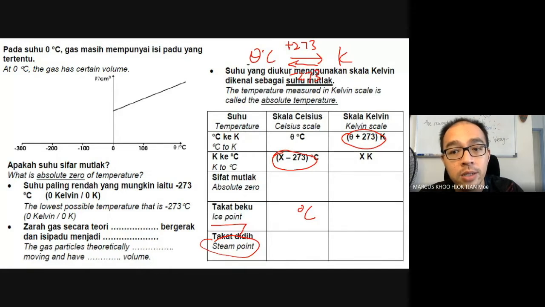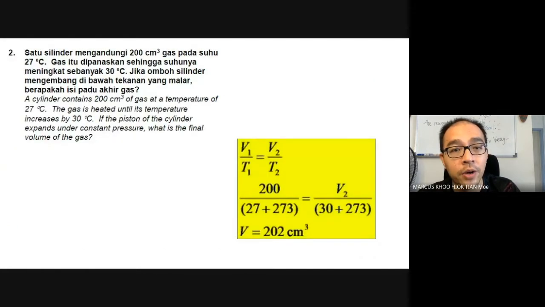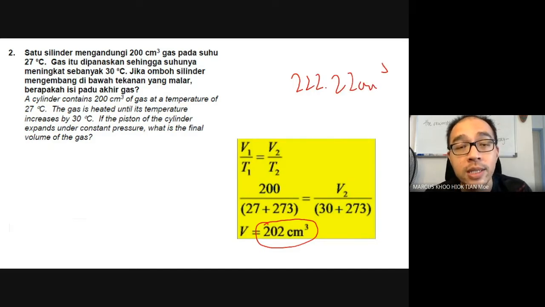So this brings us to our question over here. The actual answer is 202. I purposely asked this because 5 people voted for 222.22. This is a very common thing that we see in the objective question. This answer will come up and this answer also will come up.